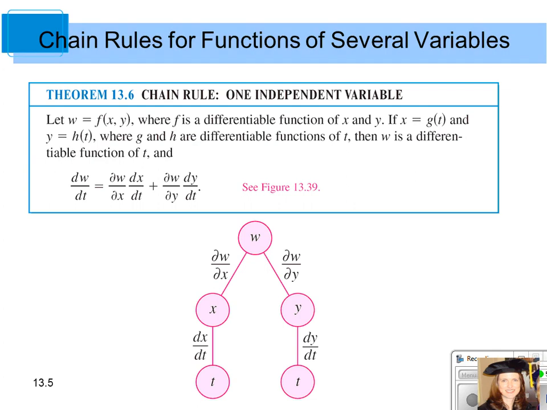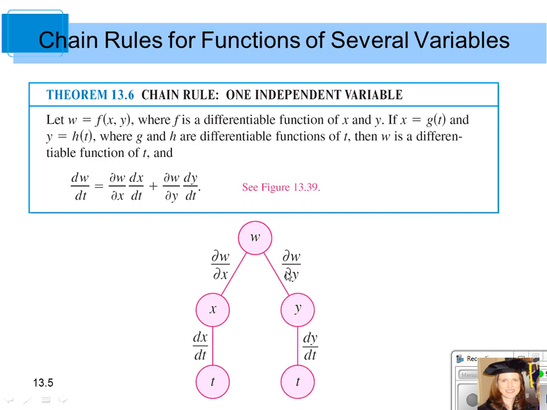Theorem 13.6 is the chain rule where you have one independent variable. You have w, which is a function of x and y, and x is a function of t and y is a function of t. Then you can find the derivative of w with respect to t by finding the partial derivative of w with respect to x times the derivative of x with respect to t plus the partial derivative of w with respect to y times the derivative of y with respect to t.